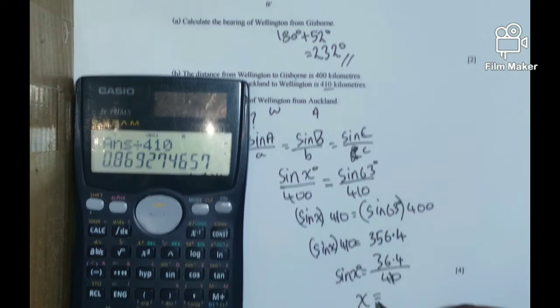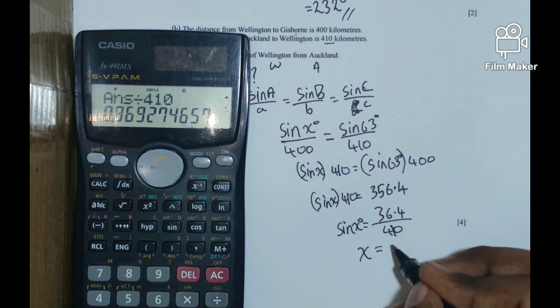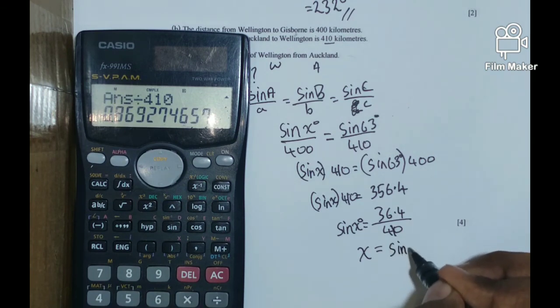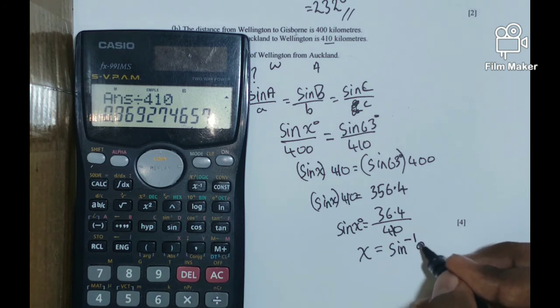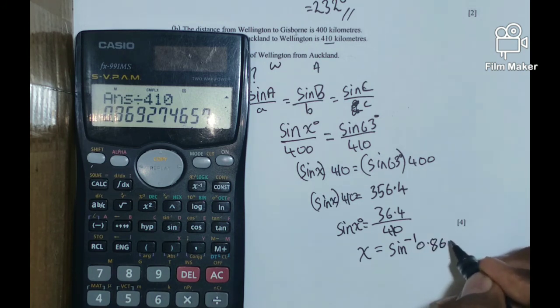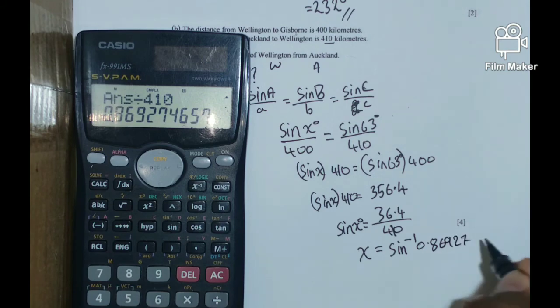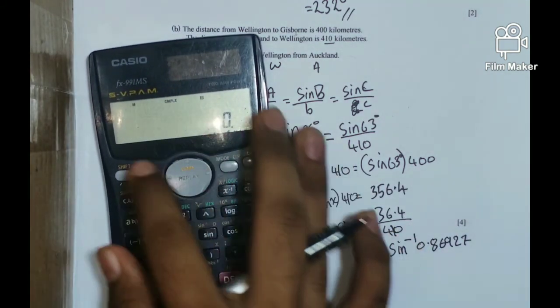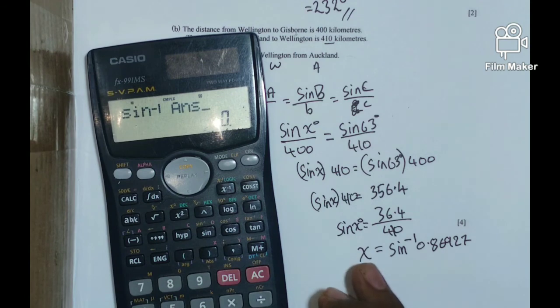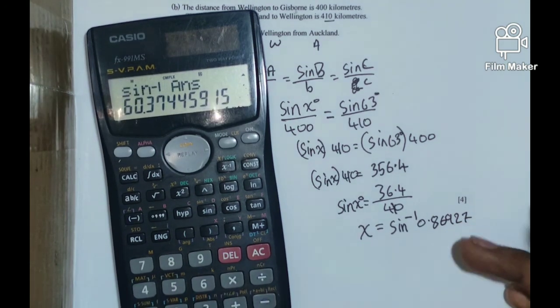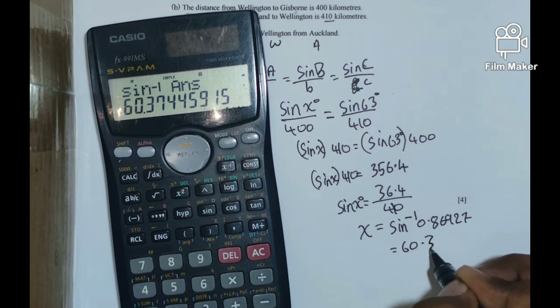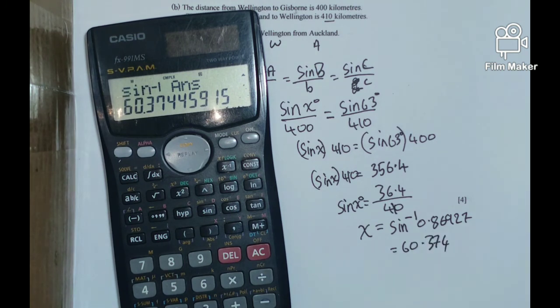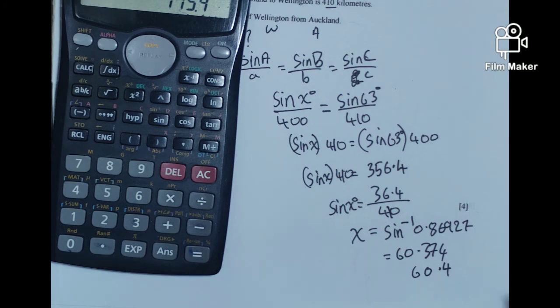So x is equal to sine inverse of 0.86927. If we take the inverse, we get 60.374. So if we round it up, it would be 60.4.